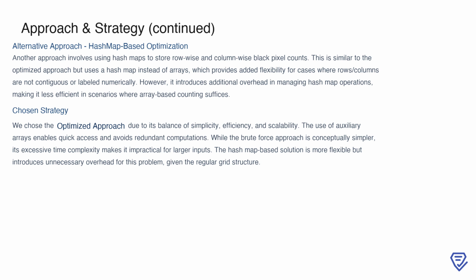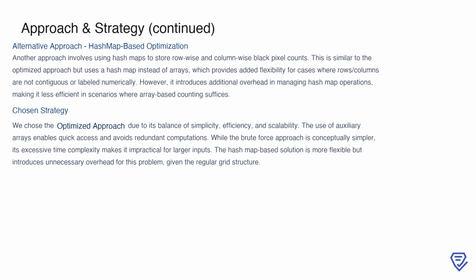However, this comes at the cost of additional overhead. Hash map operations, while still efficient, are generally slower than array indexing due to the need for hashing and potential collisions. In this problem, where the grid structure is regular and rows and columns are sequentially indexed, the added flexibility of hash maps doesn't provide enough benefit to outweigh the performance overhead. As a result, we chose the array-based optimized approach for its simplicity and efficiency.